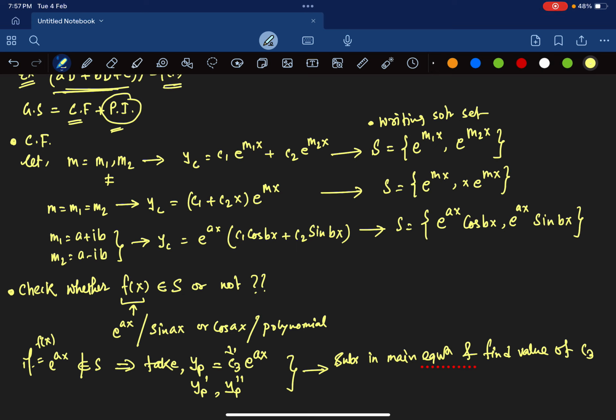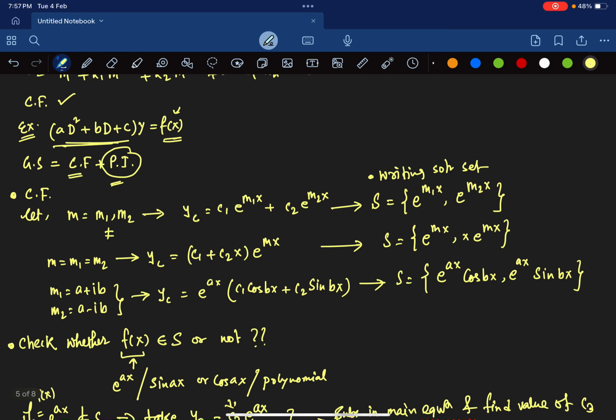Okay, suppose e^(ax) does not belong to S. In this case, this is the structure. Now suppose e^(ax) belongs to S. Okay, next I'm going to the next case. Suppose f(x) is equal to e^(ax) and it belongs to the solution set. So immediately take yp is equal to c3 e^(ax). It was already there, so just multiply it with x. Correct?